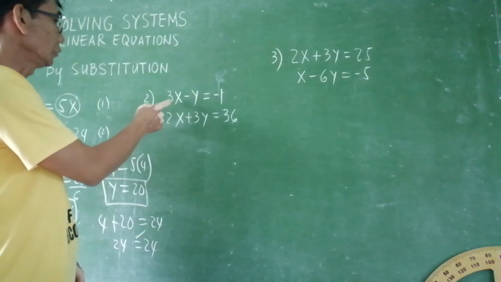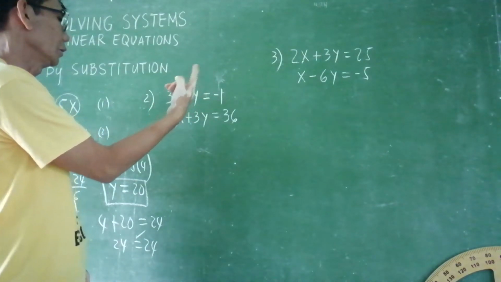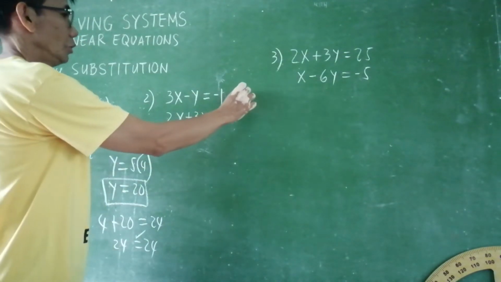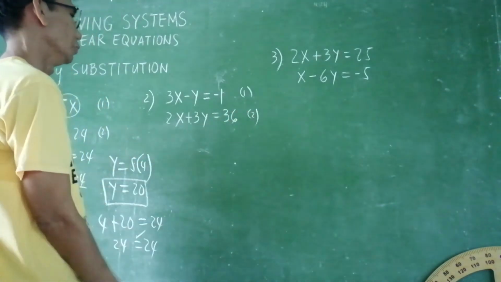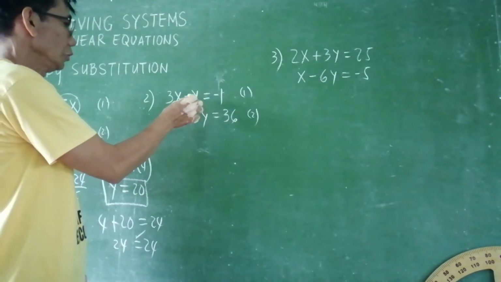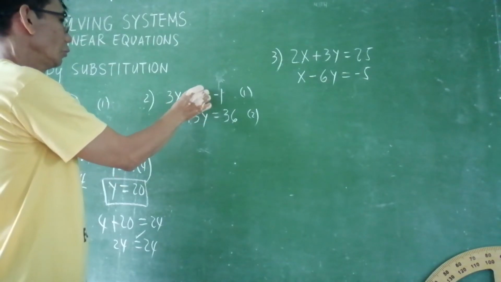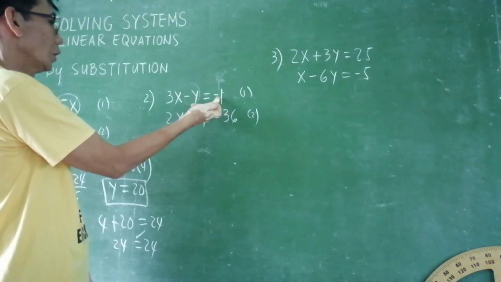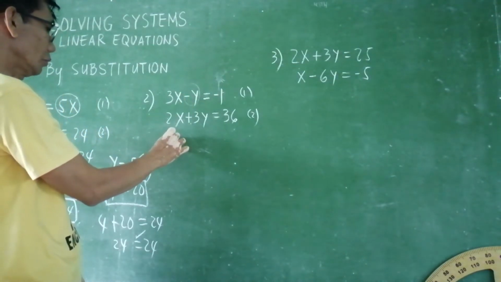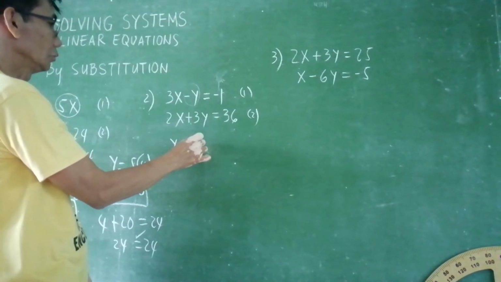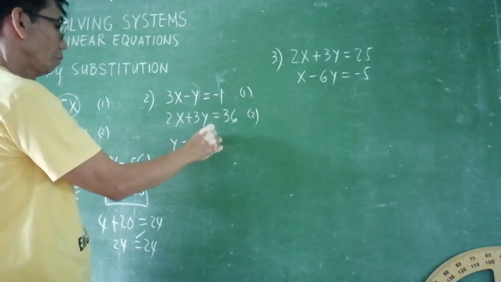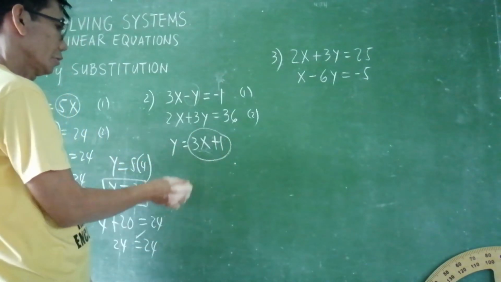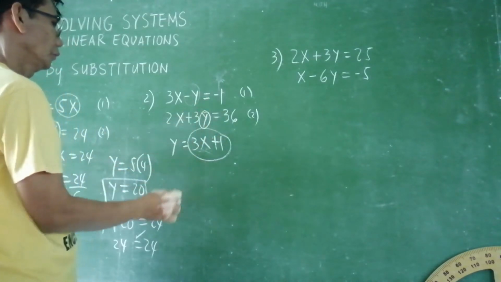For number 2, 3x minus y equals negative 1. In this case, this will be your equation 1 and this will be equation 2. It is easier for you to solve for y here, in equation 1. So as if you are going to separate that and join negative 1 here. So it will be y equals 3x, it will become positive, plus 1. Now this value here, substitute it here in equation 2.